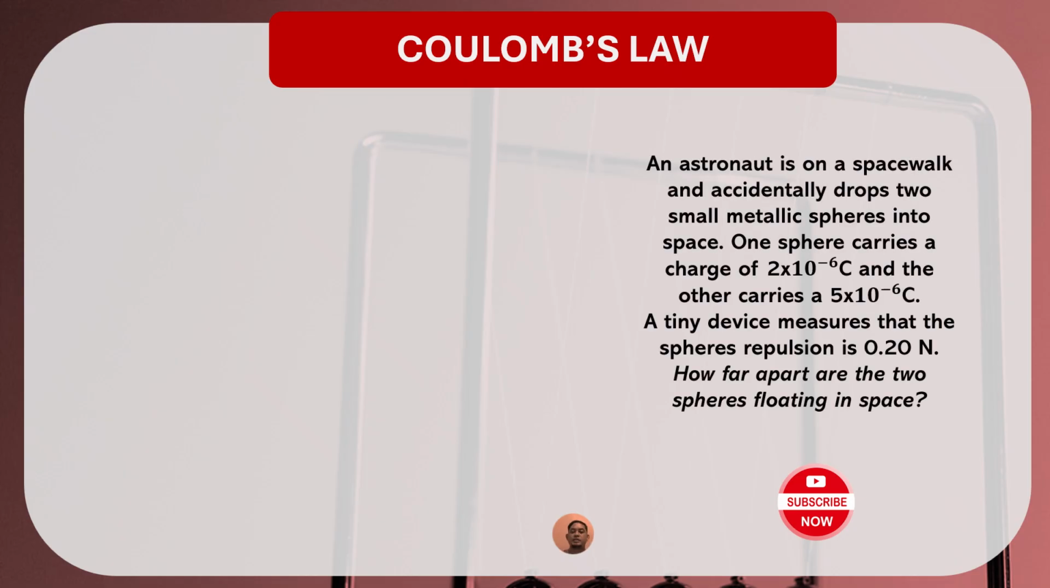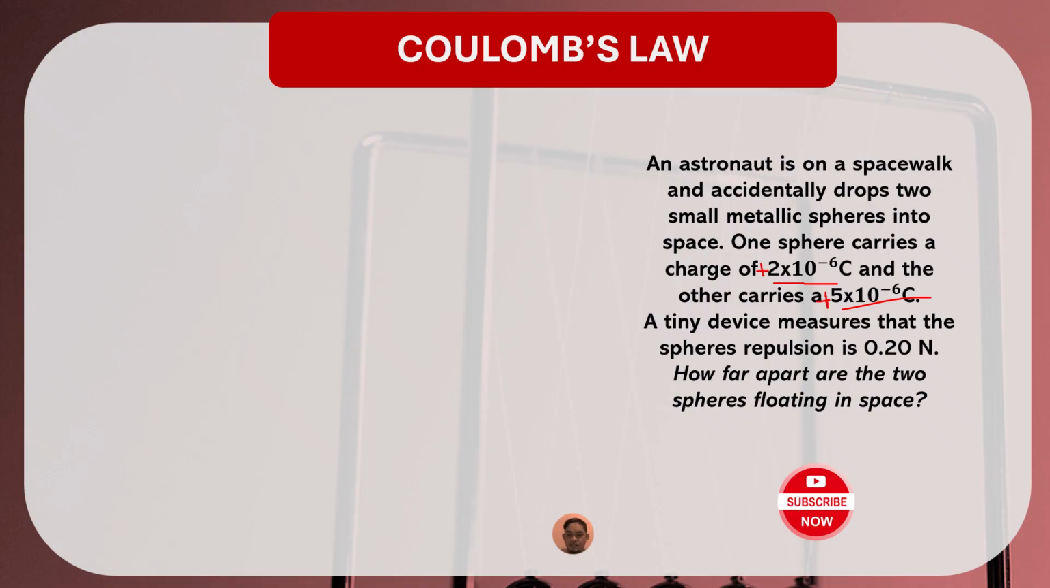And this time, another problem. An astronaut is on a spacewalk and accidentally drops two small metallic spheres into space. One sphere carries a charge of positive 2 times 10 raised to negative 6 coulomb, so it's going to be a positive charge. The other small metallic sphere is 5 times 10 raised to negative 6 coulomb. So this is another positive charge.